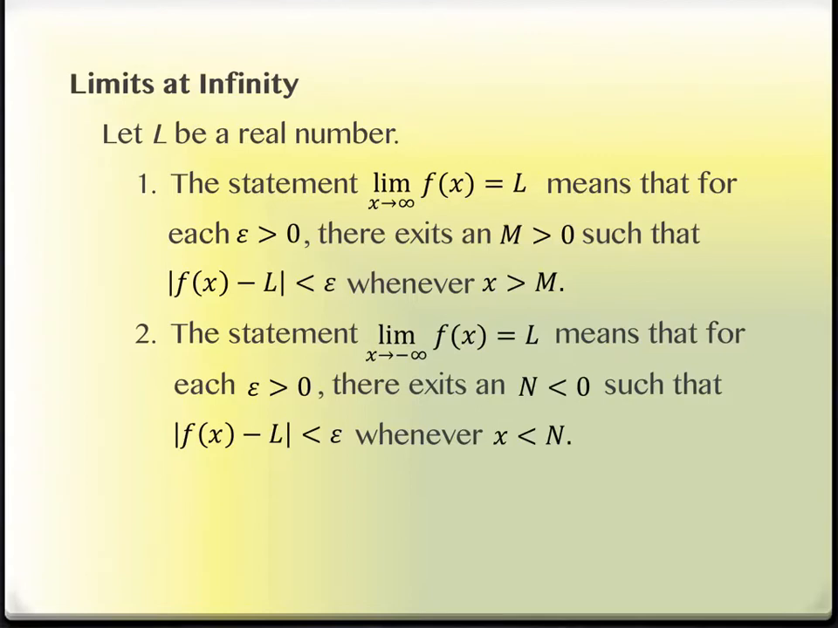And then we have the corresponding other statement for what happens on the other side. The limit as x approaches negative infinity of f of x equals L means that for every epsilon greater than 0, there exists a capital N less than 0, such that f of x minus L is less than epsilon whenever x is less than N.